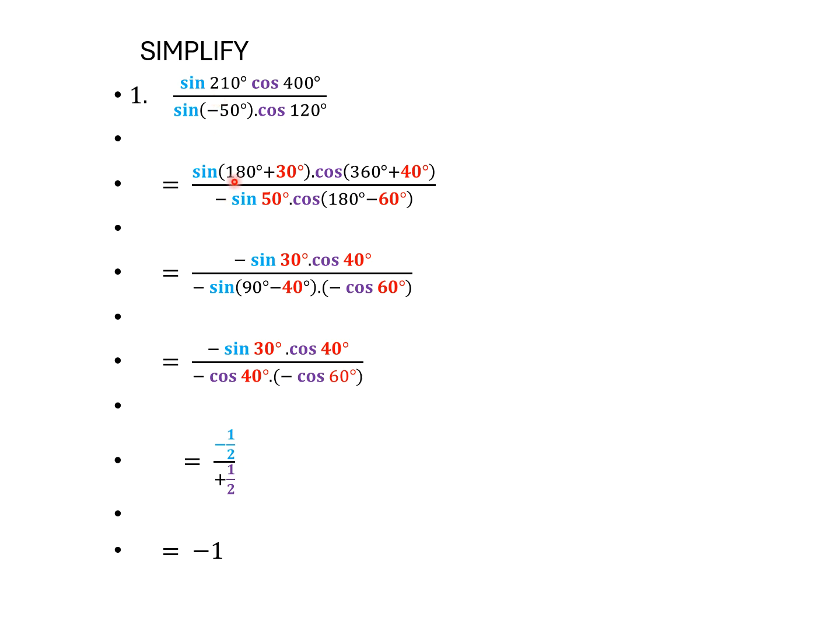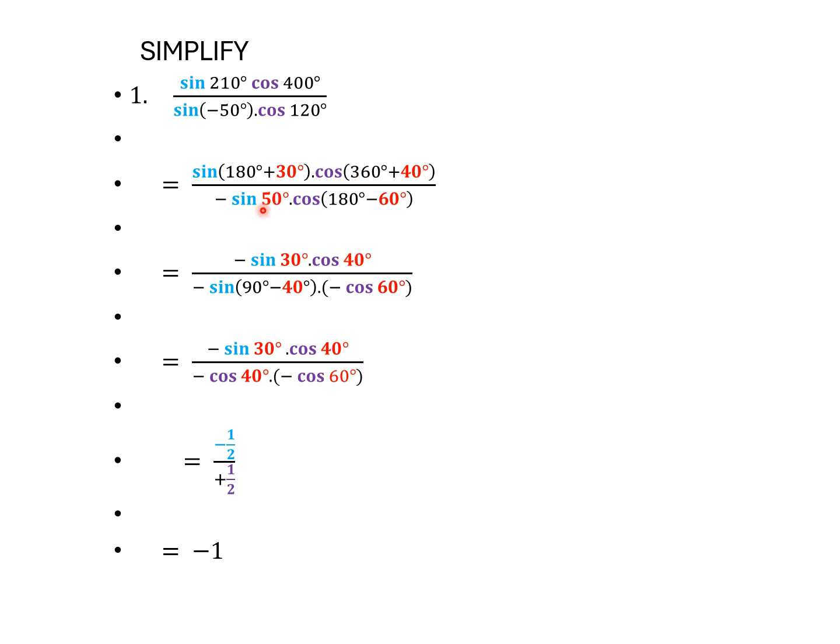So 210 can be written as 180 plus 30. Cos 400, angle greater than 360, we say 360 plus 40. Sine negative 50: the negative angle falls in the fourth quadrant, where sine is negative, so it becomes negative sine 50. And 120 is the same as 180 minus 60. So 180 plus 30 falls in the third quadrant where sine is negative, so that becomes negative sine 30 degrees. 360 plus 40 is in the first quadrant where everything is positive, so that stays cos 40.